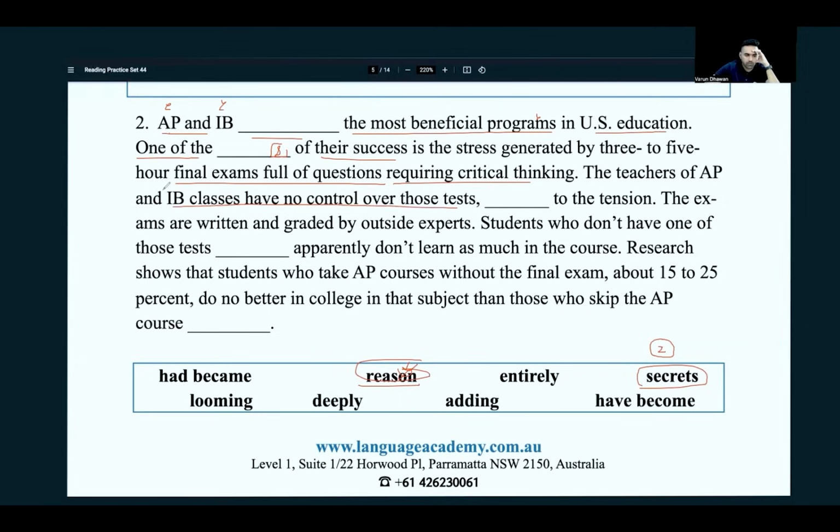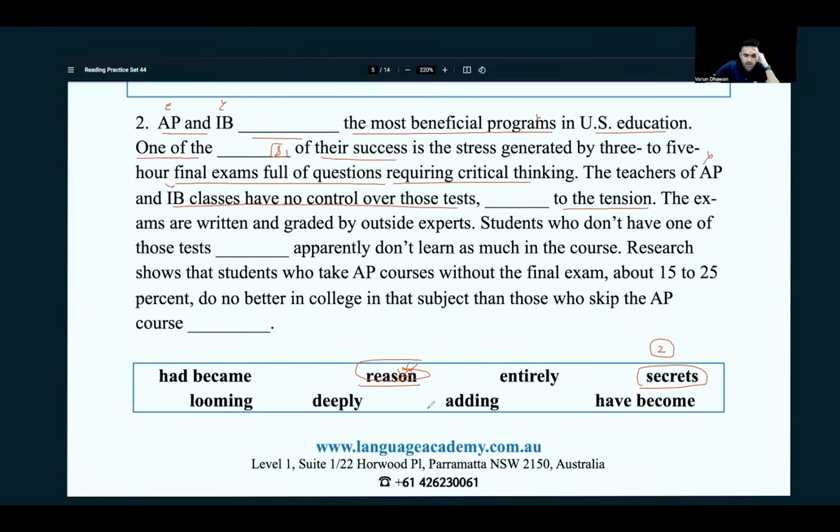So let's say if I'm teaching you for these two programs, I don't have any control over the test which you will be given, 3 to 5 hours. So if I don't have control over the test, will it increase my tension or decrease my tension? Let's say if I'm your teacher, I don't know what you're going to get in the test. It will increase the tension. Let's look for a similar word. Had we come to tension, no, looming to tension. Looming is appearing, you can say, appearing, right?